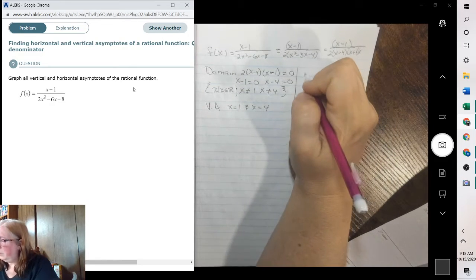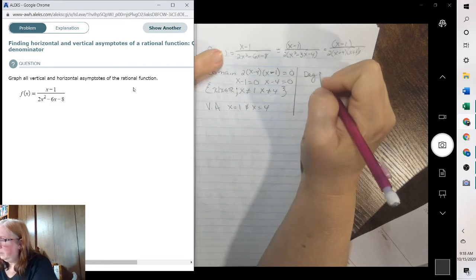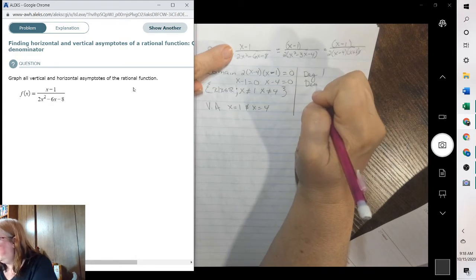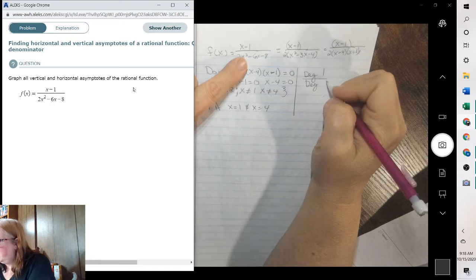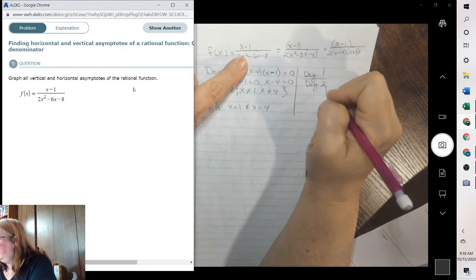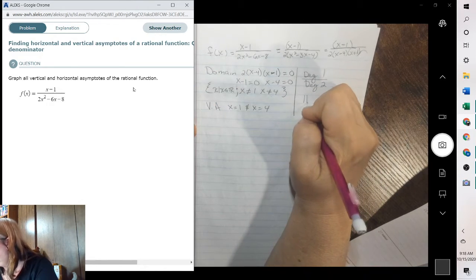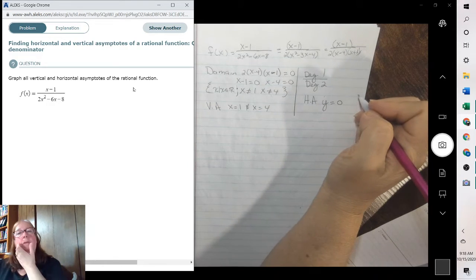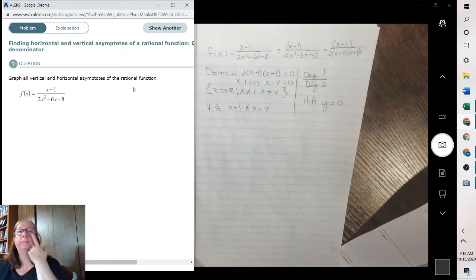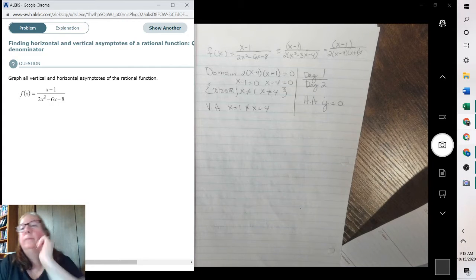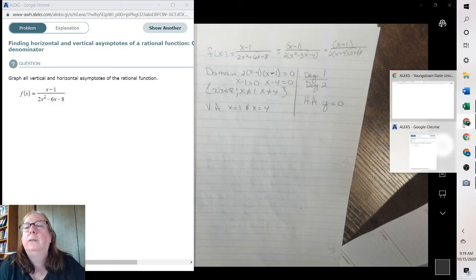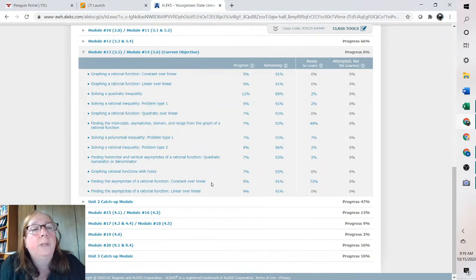For the horizontal, we look at the degree. The degree on the top of this one was 1. The degree on the bottom is 2. Because the bottom is larger, the horizontal asymptote is y equals 0. And that was good. We covered every case of the horizontal, so that worked out good.